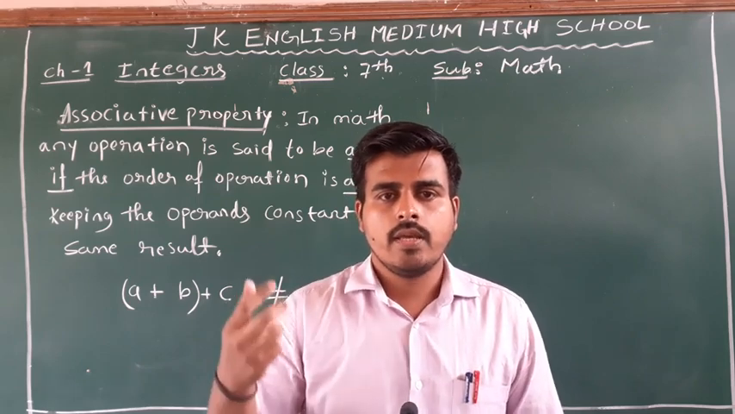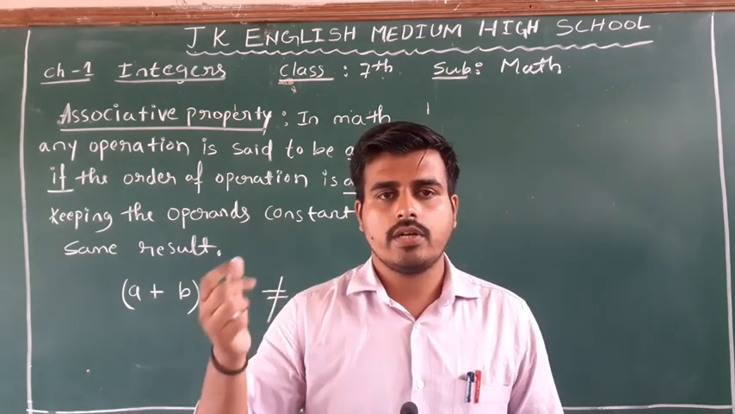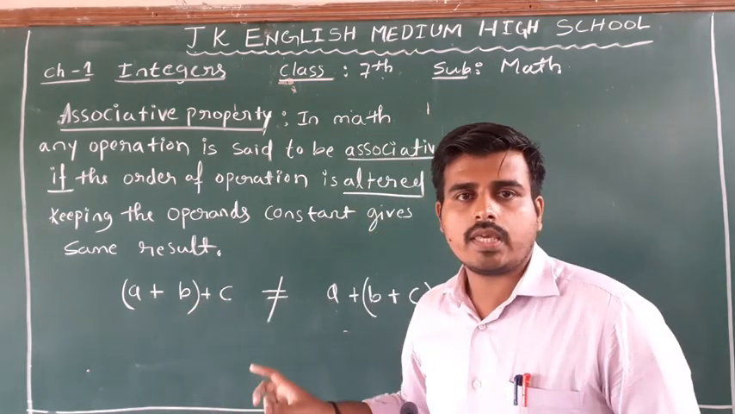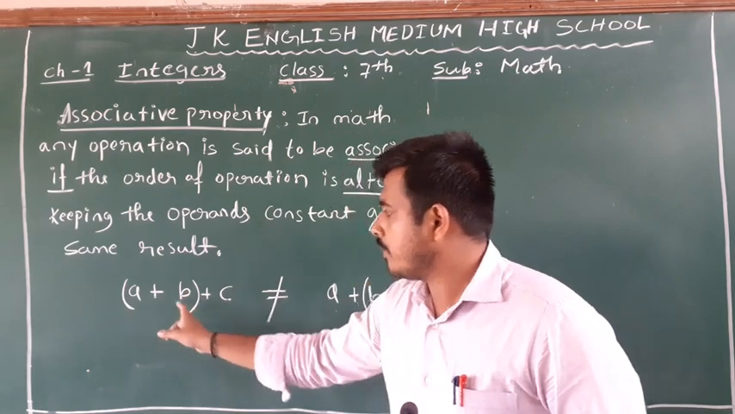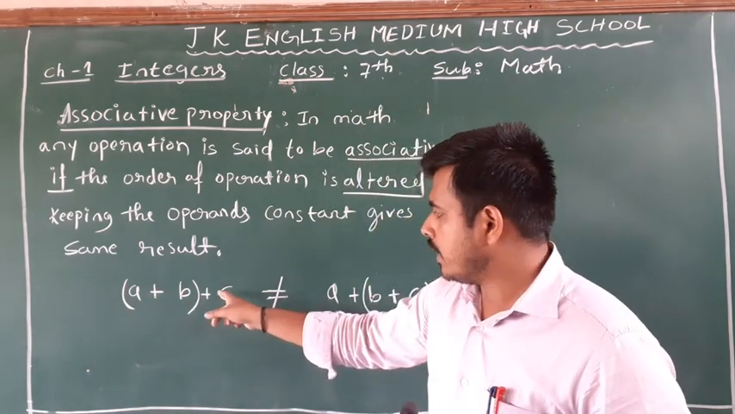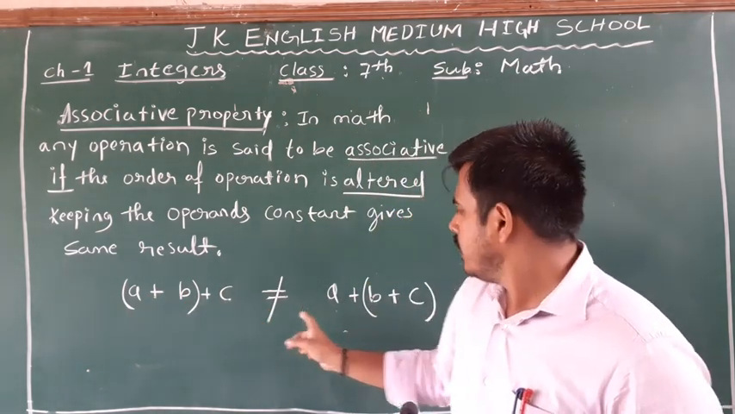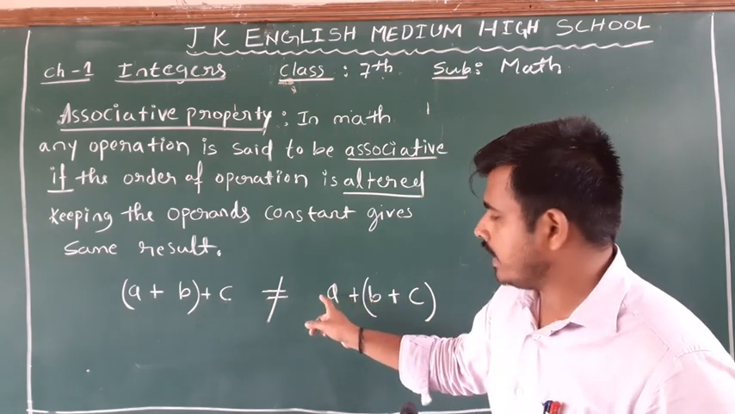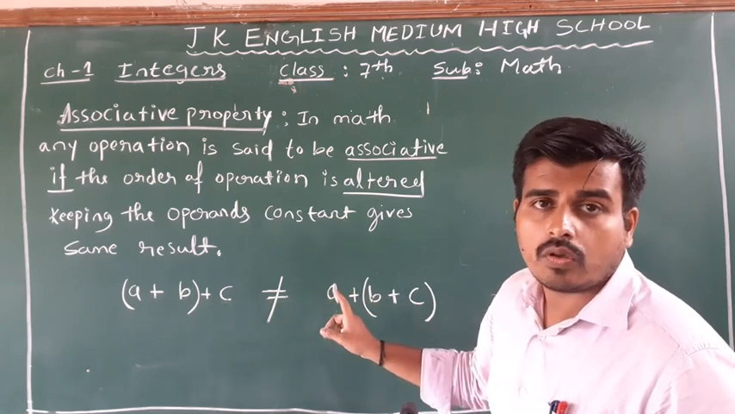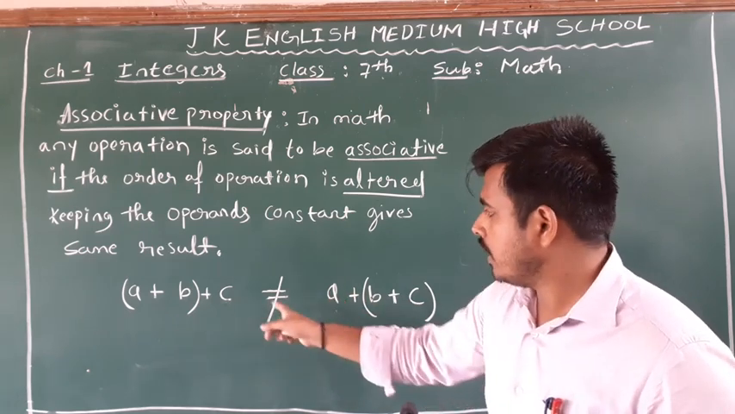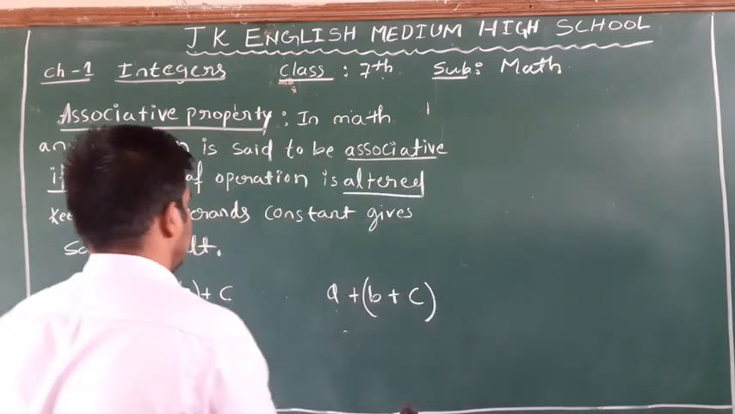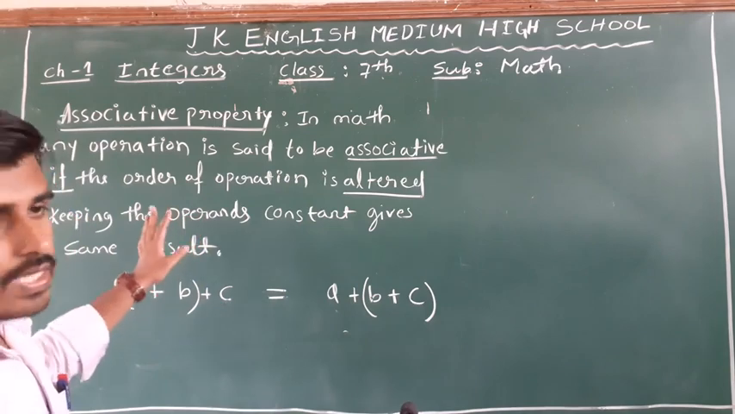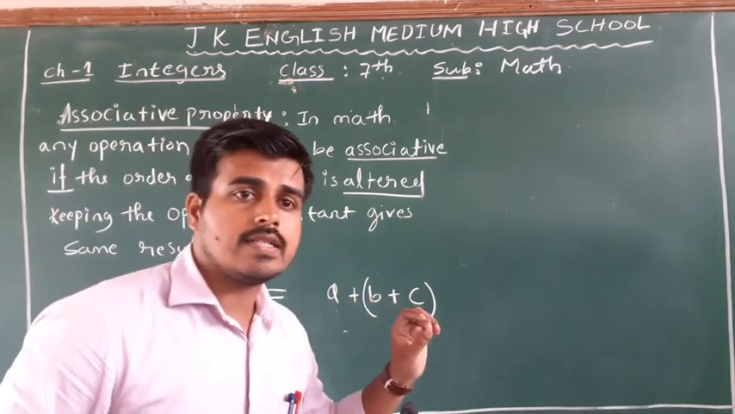Maybe you can find many associations in your colony, in the country, many associations are there. Likewise, among these three numbers, we are making association. Here we are making AB group, and we are keeping C aside. Here we are making B and C one group, and we are keeping A aside. But however you add them, if your answer is equal, then only we can say addition is associative. Addition of integers is associative.